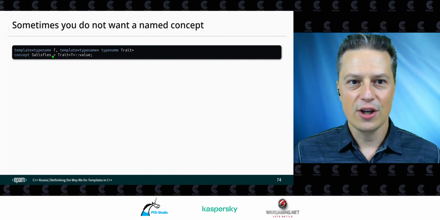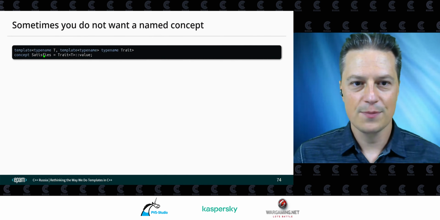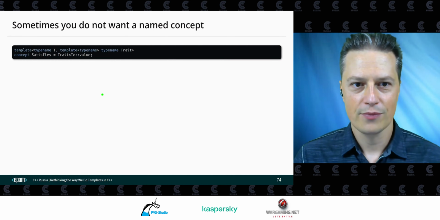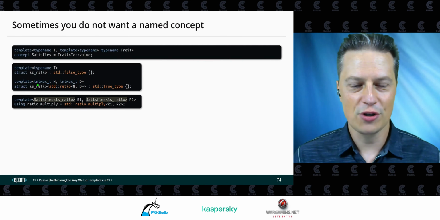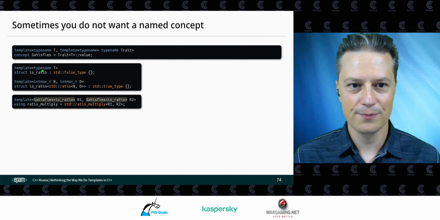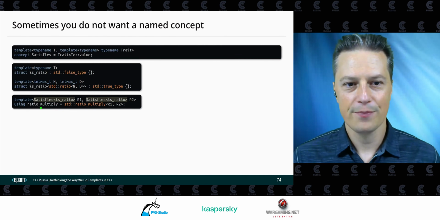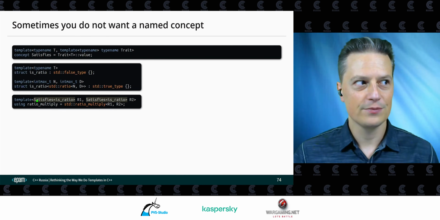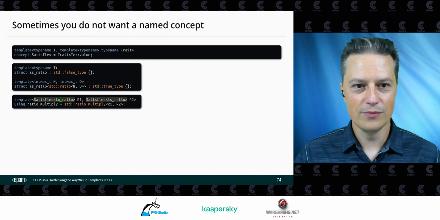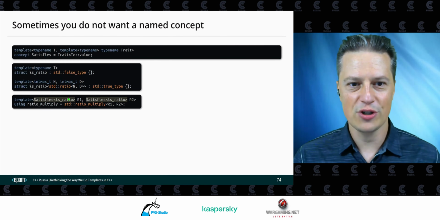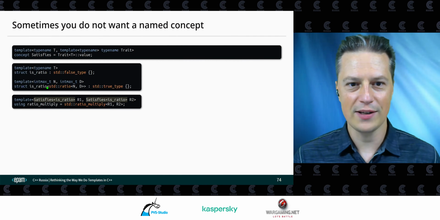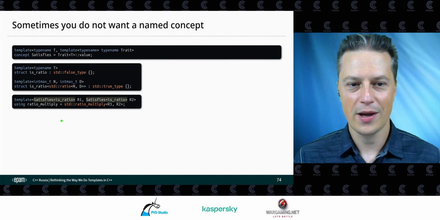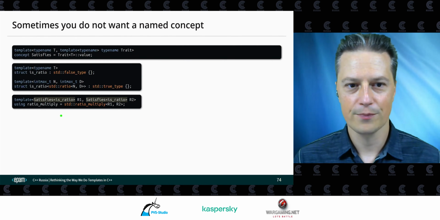So let's see a concept called satisfies. Satisfies takes some type trait and calls value on it. We have now our is_ratio that we have already seen several times. And we can create a ratio_multiply that basically has the satisfies concept used with is_ratio, with our type trait that we provided, right? It gets value from it. And based on this, our concept works correctly.